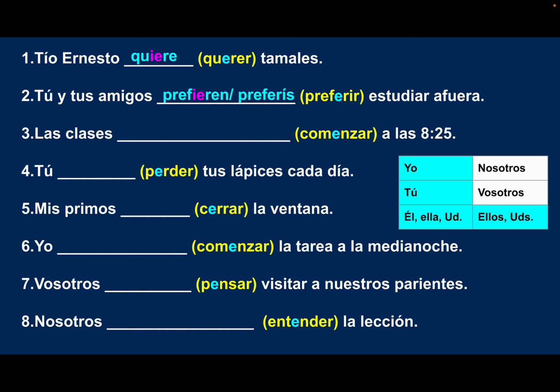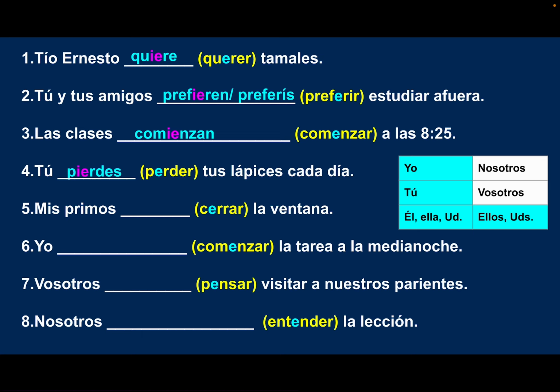Number 3, classes begin at 8:25. Las clases, so you're talking about the classes. So you're talking about they. Essentially, you're talking about like ellas. So las clases comienzan a las 8:25. Number 4, you lose your pencils every day. I have several students that are like that. So tú pierdes tus lápices cada día.